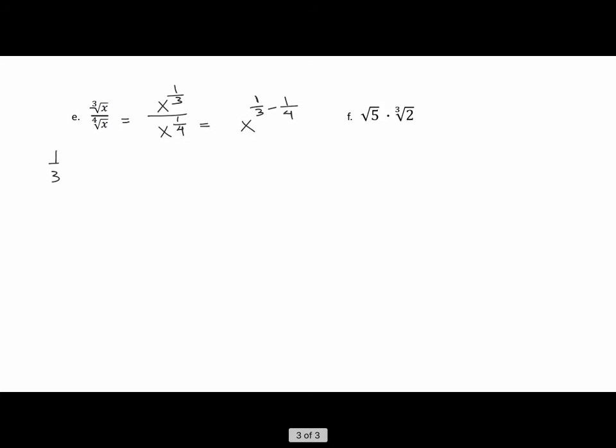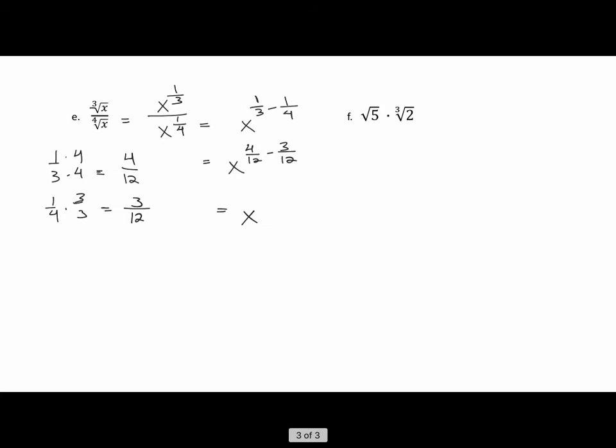Well, I need to get equivalent fractions with the same denominator for each of those. So 3 times 4 gets us the least common denominator of 12, which means I need to multiply 1/3 by 4 over 4 and 1/4 by 3 over 3 to get my equivalent fractions here. So 1/3 is 4/12 and 1/4 is 3/12.